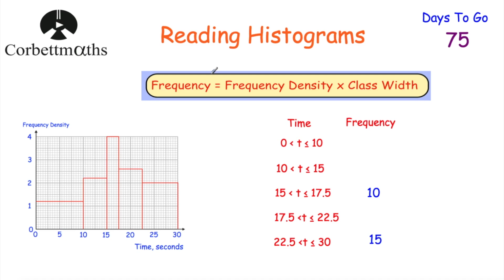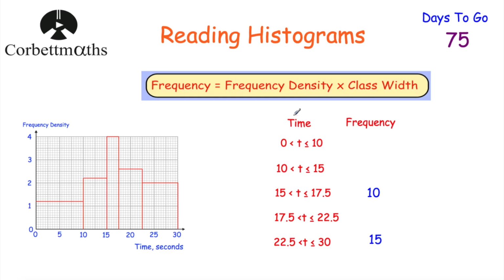We looked yesterday at drawing histograms, and we looked at the fact that frequency density was frequency divided by class width. If we rearrange that, we get frequency equals frequency density times class width. So here we've got a histogram, and we can use the fact that frequency is equal to frequency density times class width to find the frequency of each of these categories.